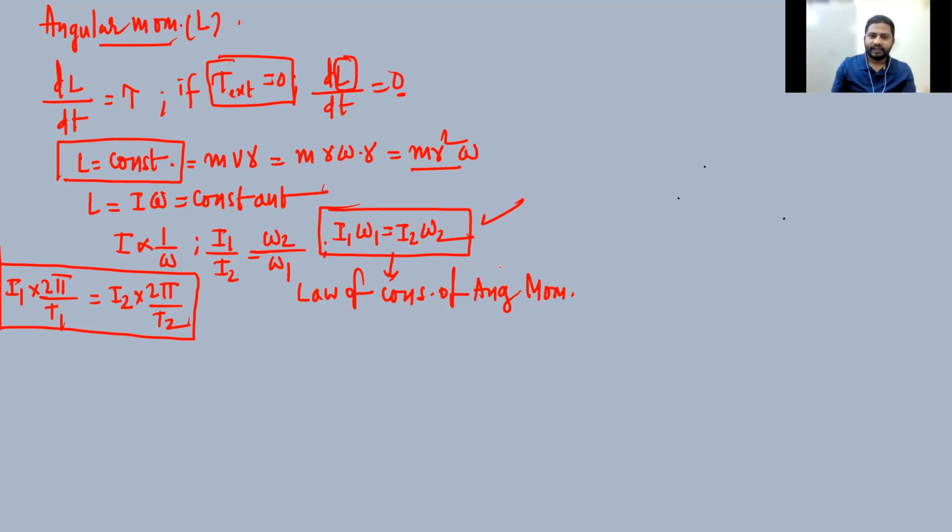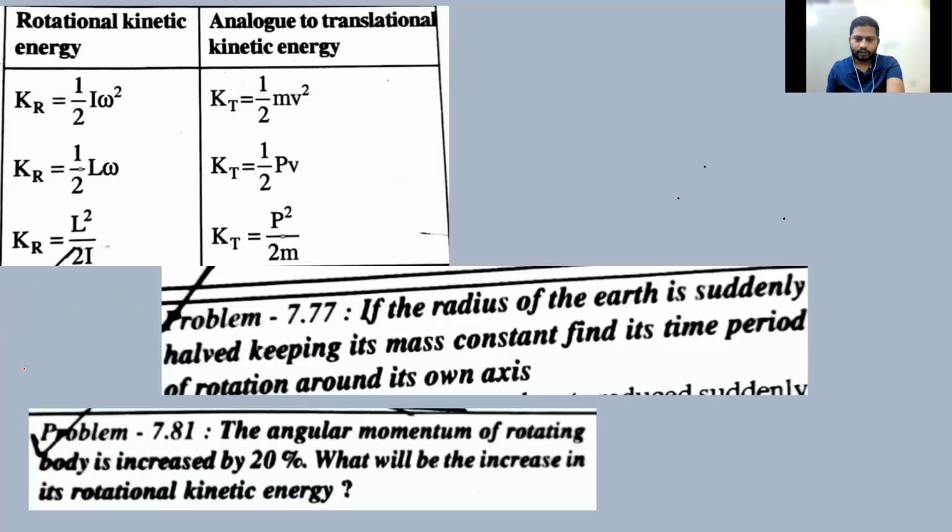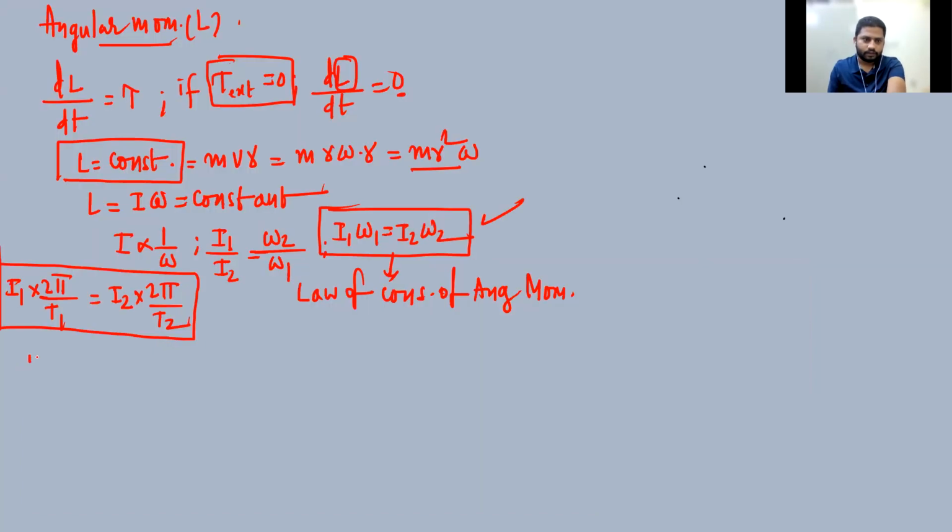Let's see how simple those applications are. The number one application. So simple. I is inversely proportional to omega. That means when the moment of inertia is more, the angular velocity will decrease.